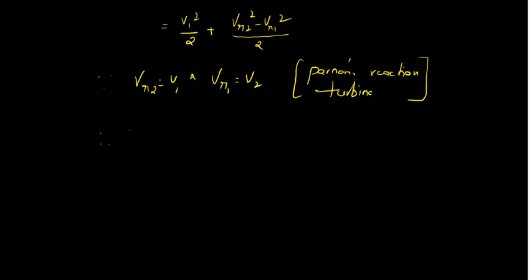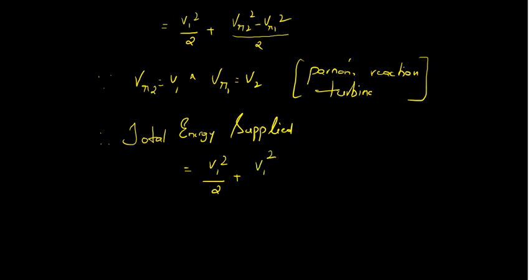Therefore, total energy supplied equals V1 square by 2 plus V1 square minus V2 square divided by 2. I have replaced VR2 by V1 and VR1 with V2, right? And now can I simplify this? Yes. If I simplify this, what would be the relation? 2V1 square minus V2 square divided by 2.